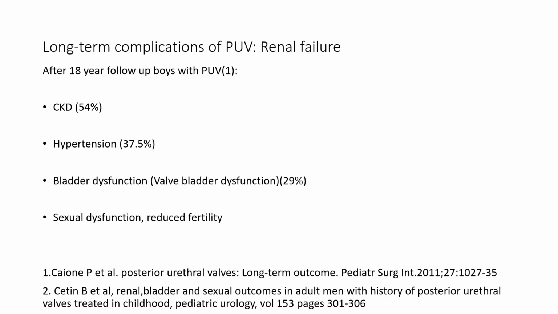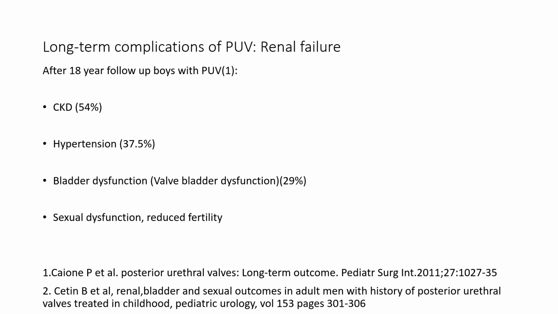Other problems that may be encountered in these children that have undergone ablation are long-term complications. For example, renal failure, which we had mentioned earlier. In a study that followed up boys that had posterior urethral valves for 18 years, just over 50% of them were found to have chronic kidney disease. Almost 40% had hypertension, 30% had bladder dysfunction, and there was also evidence of sexual dysfunction and reduced fertility.